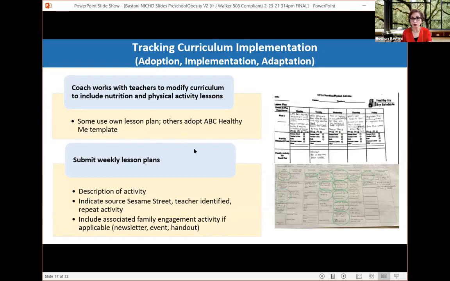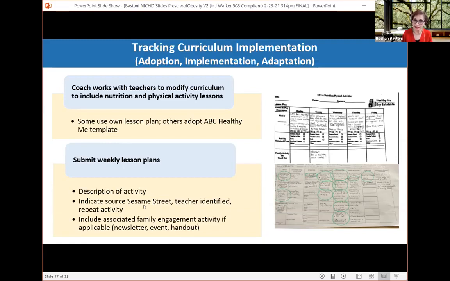Here's another example. A coach works with the teachers to modify the curriculum. And this is what it really looks like, paper and pencil. And these little columns are activities that the teachers do every day, outside activity, eating time, teaching time. And within each of these activities, how do they integrate nutrition and physical activity content? And the coaches work with the teachers on how to do it, and the teachers document this.